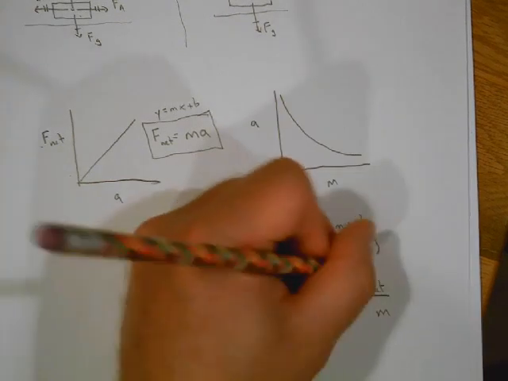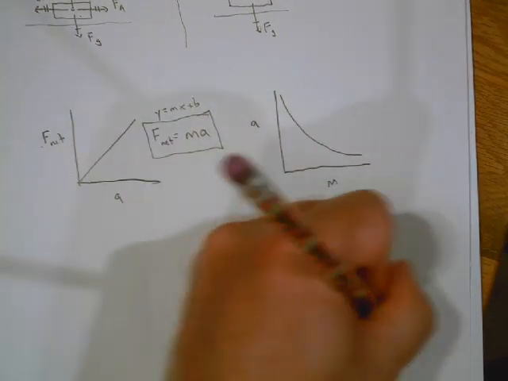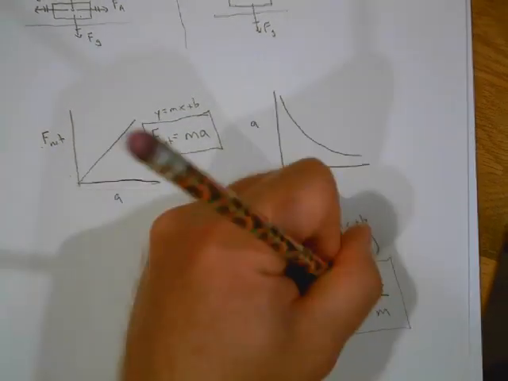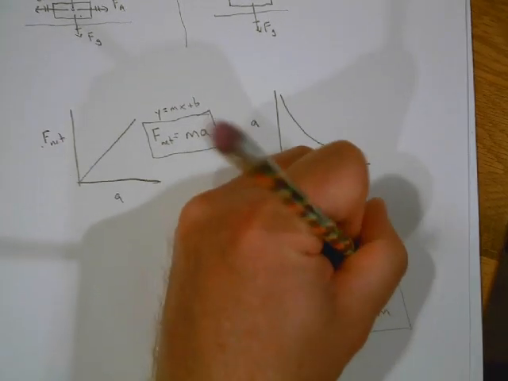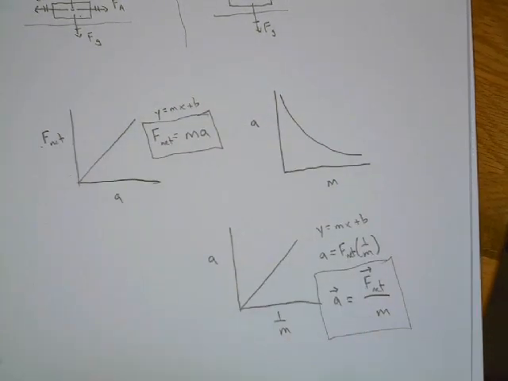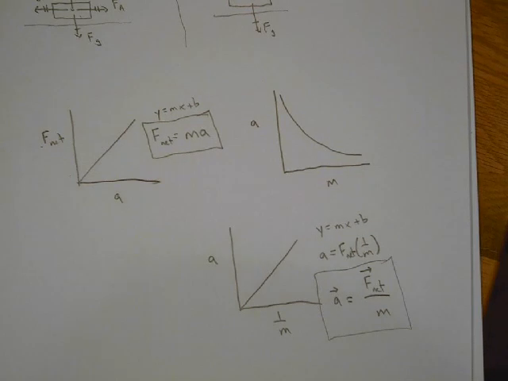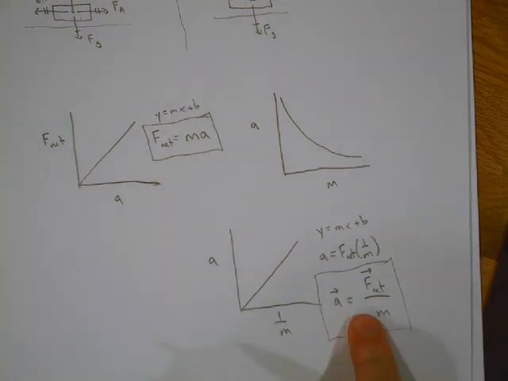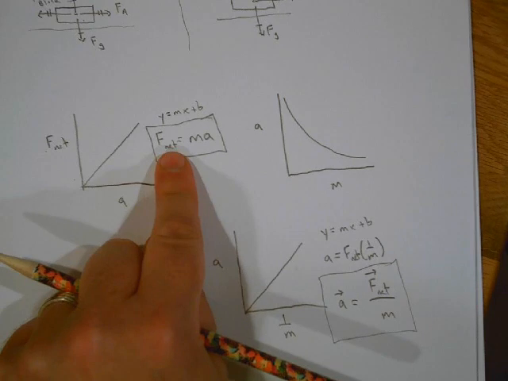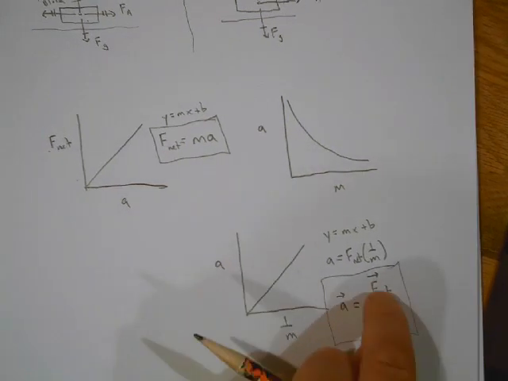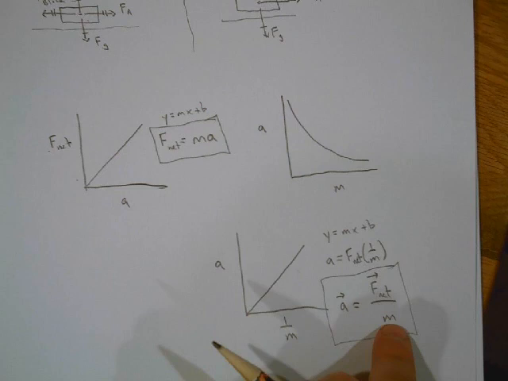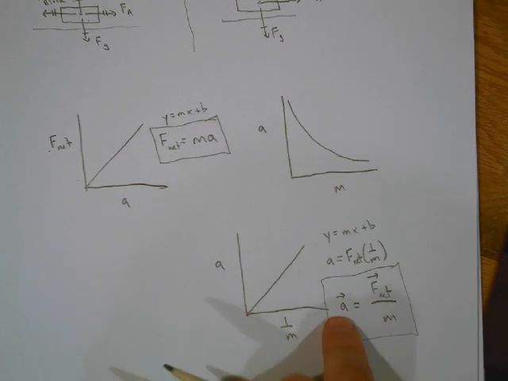Now, if you look on your equation sheet, this is what's on your equation sheet. And here's why the College Board writes it this way. First of all, they put little arrows. The little arrows are to remind you that acceleration is a vector and the net force is a vector. But the reason they write it this way as opposed to this way is they're saying the acceleration depends on the net force and the mass.